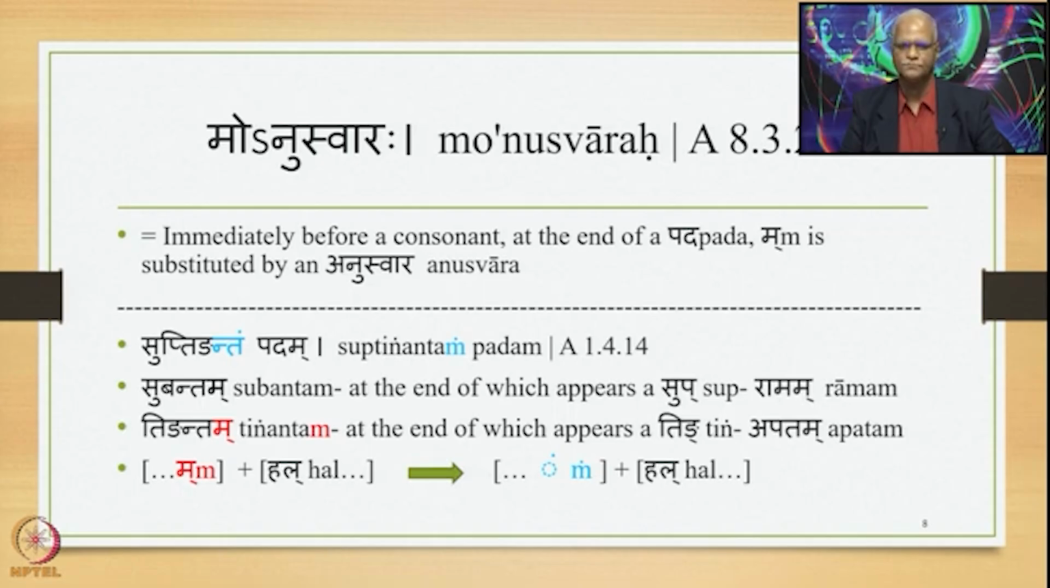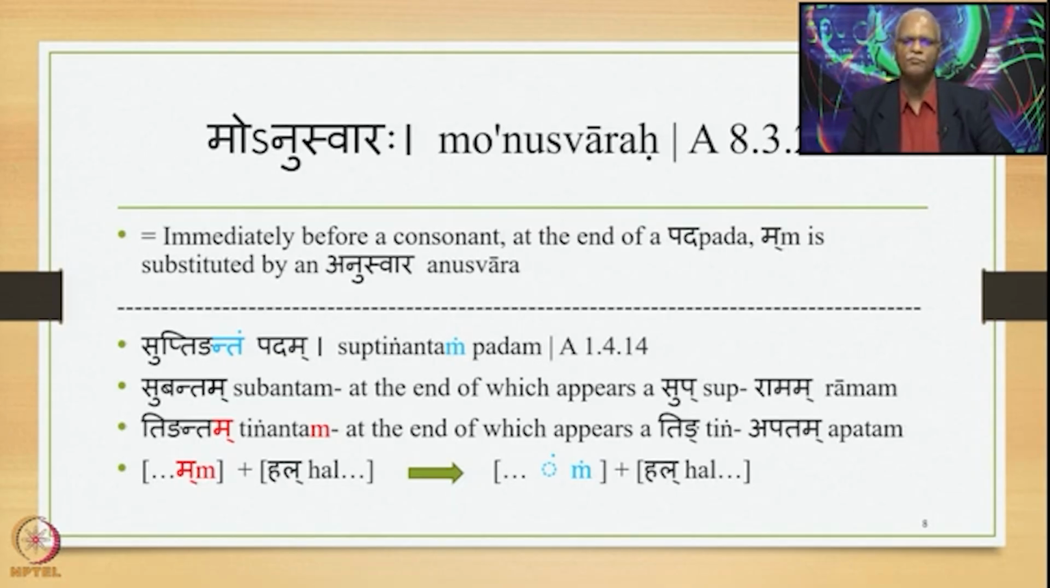We have already studied in this connection what is a pada. Pada is defined by Panini in the Sutra 1.4.14. The sutra is Suptinganta Padam. What it means is Subanta and Tinganta. These are the padas, and Ma coming at the end of a Subanta or Ma coming at the end of a Tinganta is substituted by an Anuswara if this Ma is followed by a Hal.